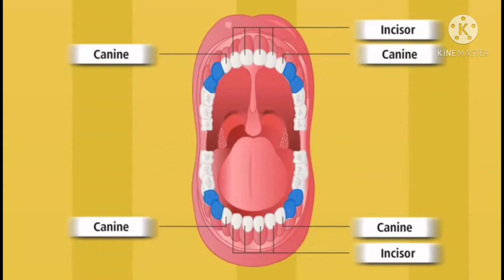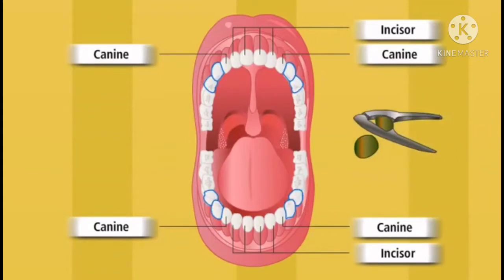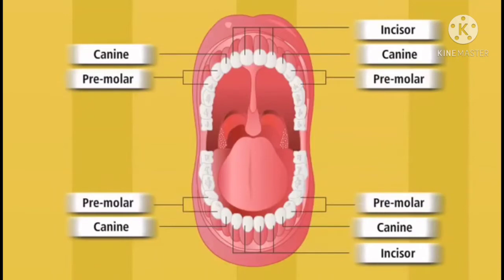Next are premolars. They are present at the back of the mouth and they are like a nutcracker. They are broad and have grooves in them, used for chewing and grinding the food. The premolars are 8 in number.